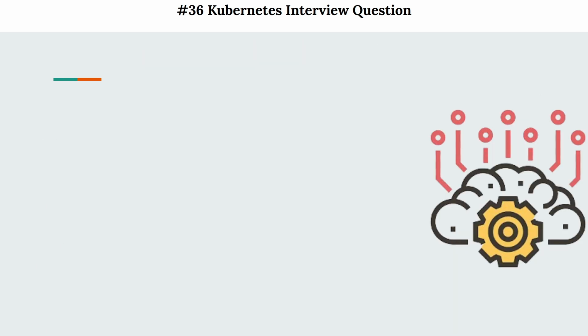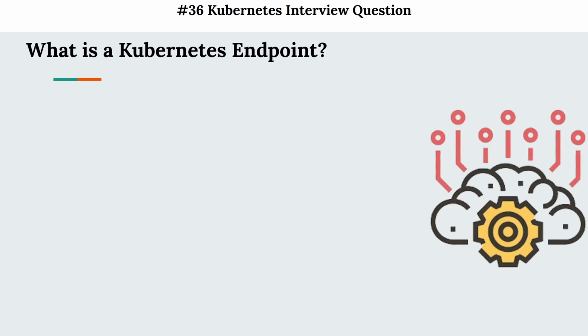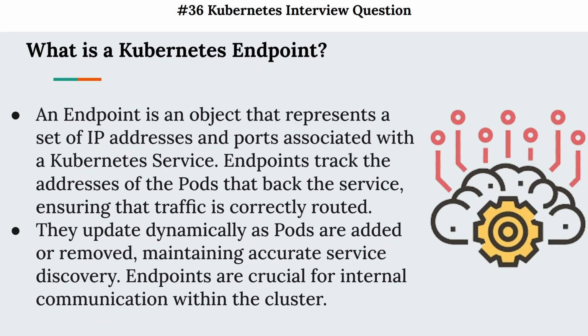Let's move to the 36th question. What is a Kubernetes endpoint? Let's see the answer. An endpoint is an object that represents a set of IP addresses and ports associated with a Kubernetes service.